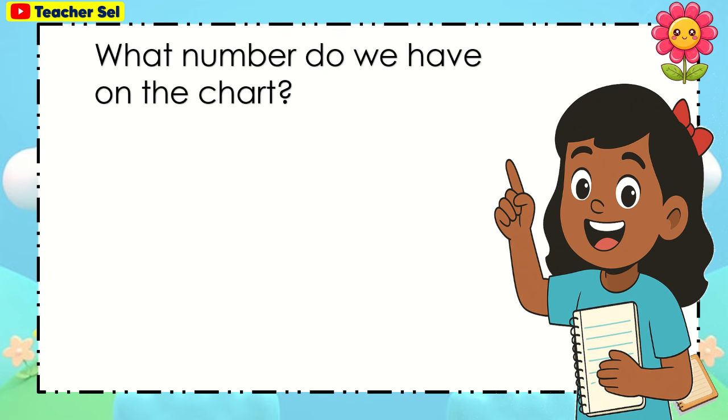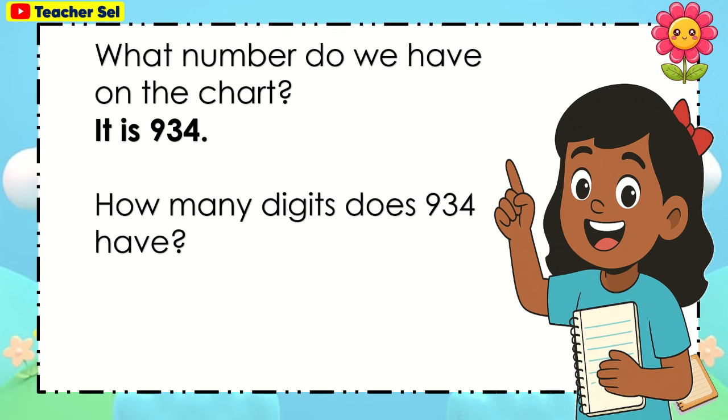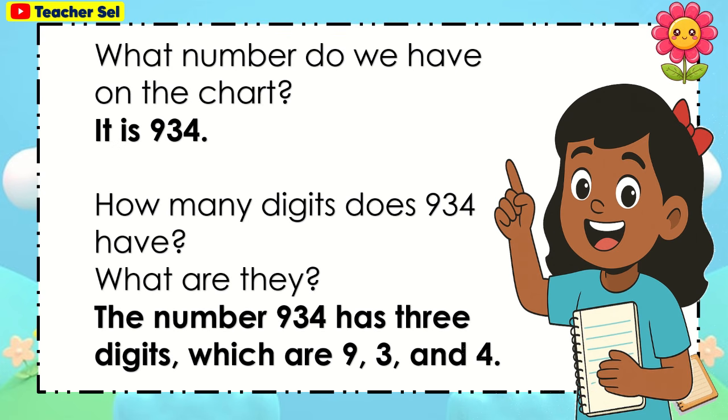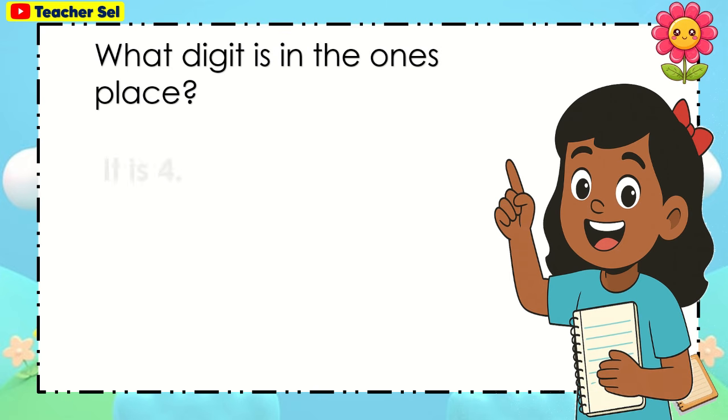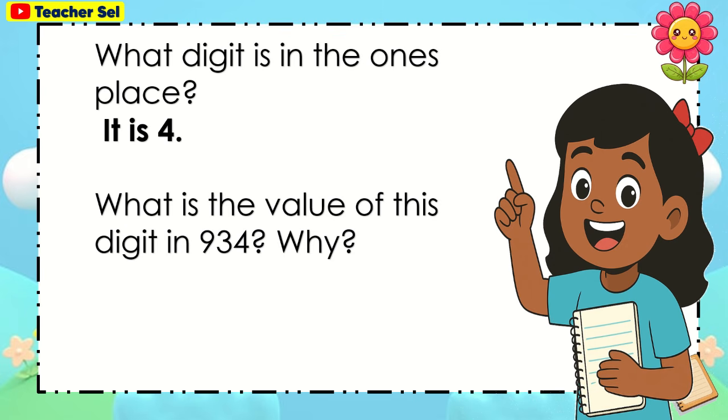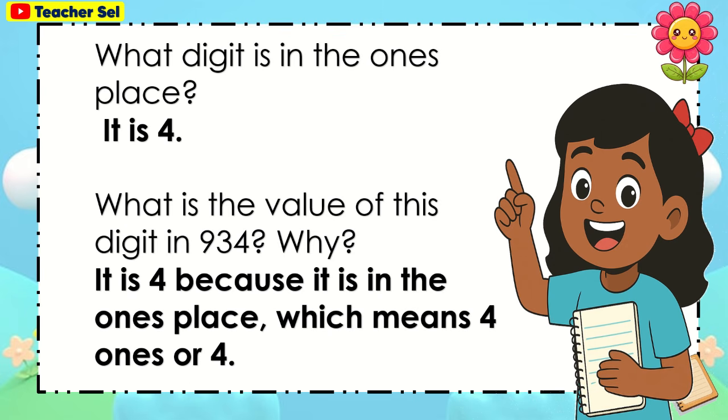What number do we have on the chart? It is 934. How many digits does 934 have? What are they? The number 934 has 3 digits, which are 9, 3, and 4. What digit is in the ones place? It is 4. What is the value of this digit in 934? Why? It is 4 because it is in the ones place, which means 4 ones or 4.